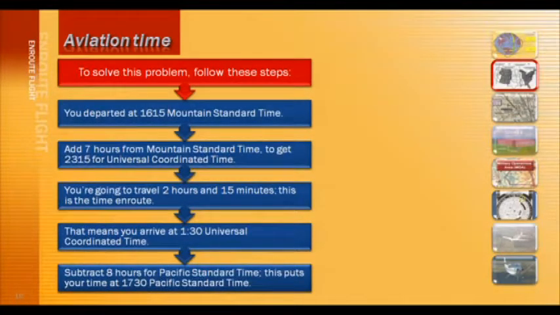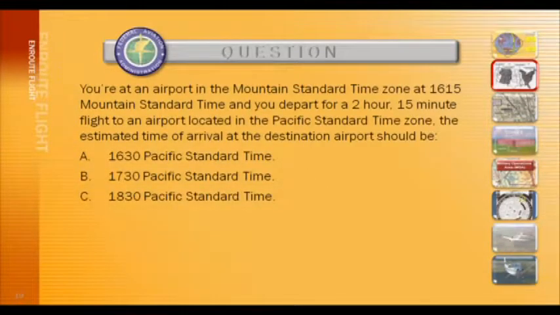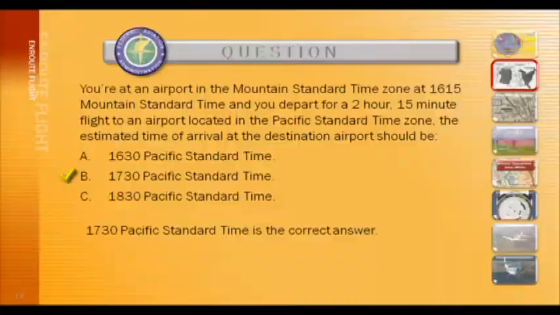Subtract 8 hours for Pacific Standard Time, and this puts your time at 17:30 Pacific Standard Time. So, if we go back to our question, the answer is B, 17:30 Pacific Standard Time. That's the correct answer. Okay, switching gears a little bit here, let's talk about en route flight.